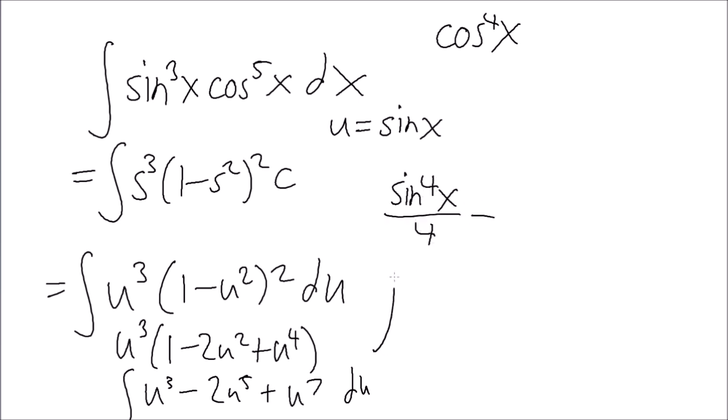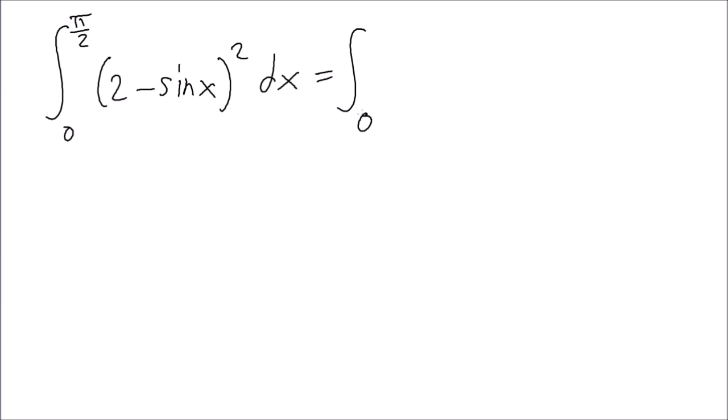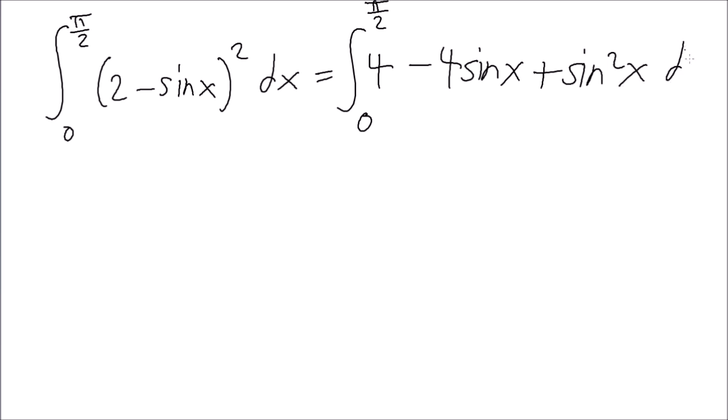Or minus, this would be 2 over 6, that's 1/3. Plus 1/8. That is our answer. Alright, so then we simplify this. We get 4 minus 4 sine of x plus sine square. Okay, cool.